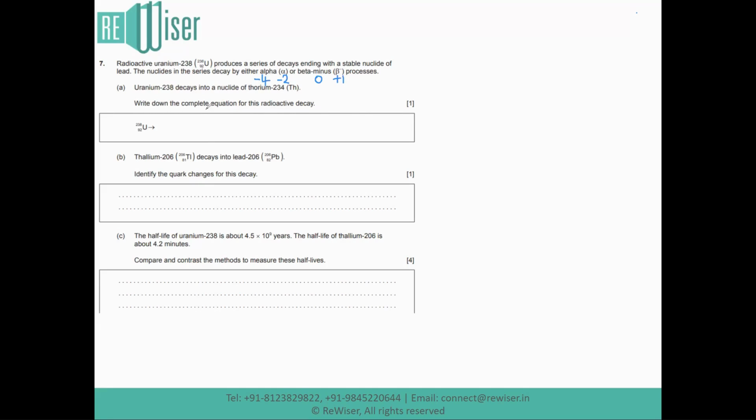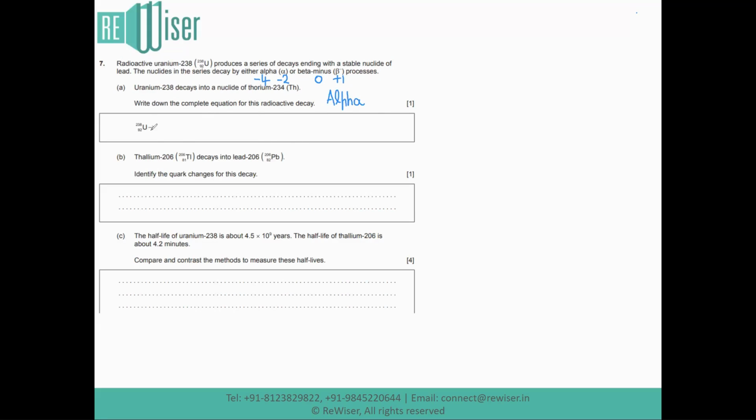Let's take a look at the first question. Uranium-238 decays into a nuclide of thorium with the atomic mass 234. Write down the complete equation for this radioactive decay. Looking into the question further, we understand that the nucleus reduces its atomic mass by 4, which means the decay that is occurring must be an alpha decay.